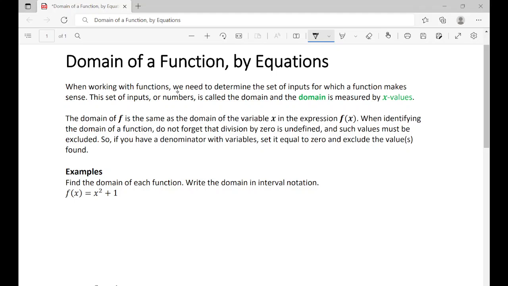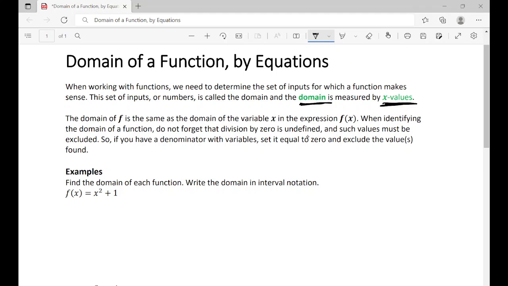When working with functions, we need to determine the set of inputs for which the function makes sense. This set of inputs, or numbers, is called the domain, and the domain is measured by the x values, always the x values. The domain of f is the same as the domain of the variable x in the expression f of x.